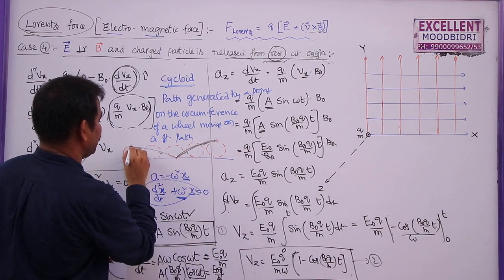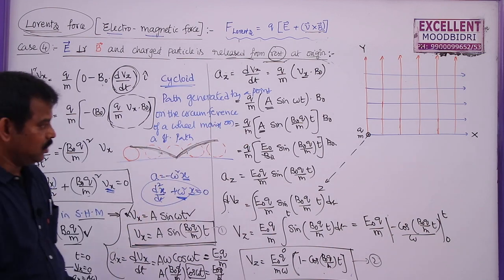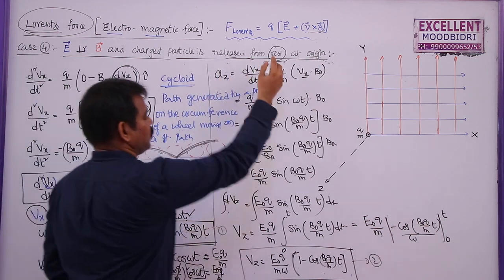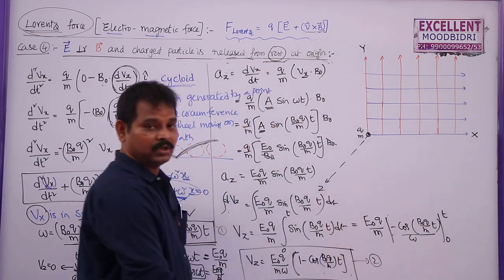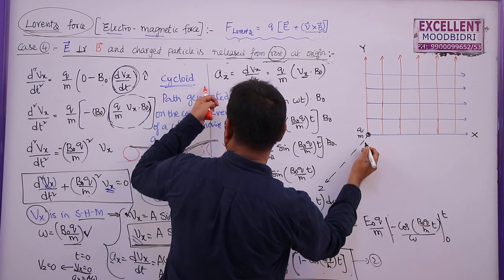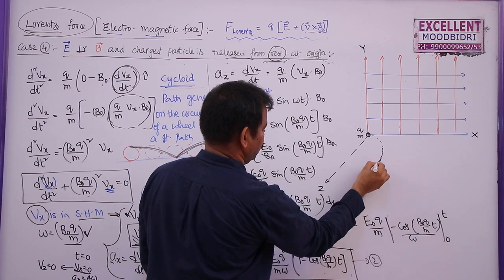So this is the path followed by the charged particle in this case. So how to represent this path? Initially, as it said, the initial velocity is 0 because it is from rest. This is the position of this one. Slowly the helical path, the cycloid path, will start here. So it will move in this direction, and then it will become 0.